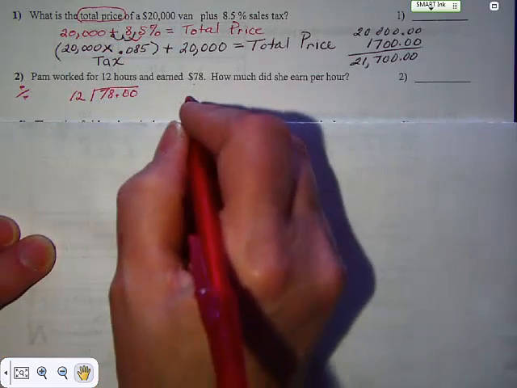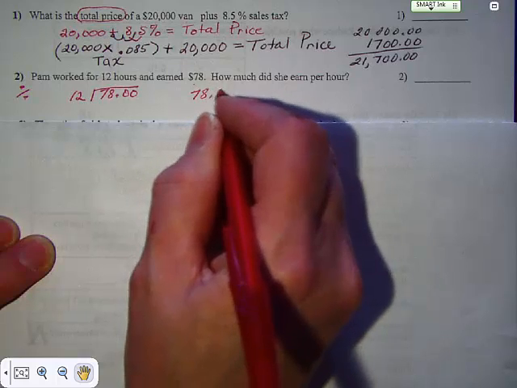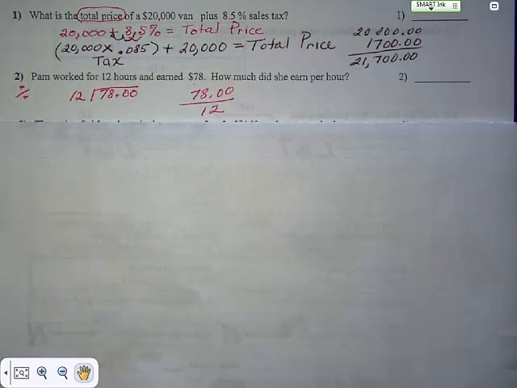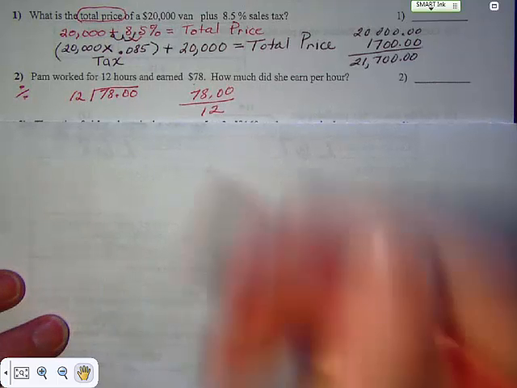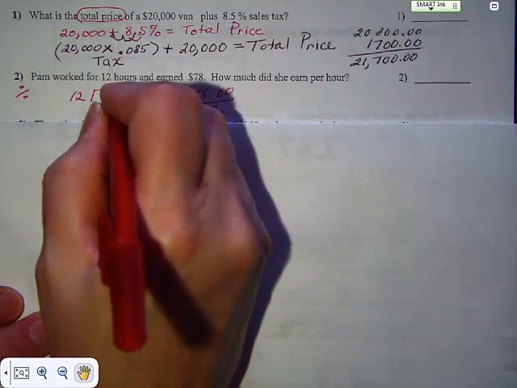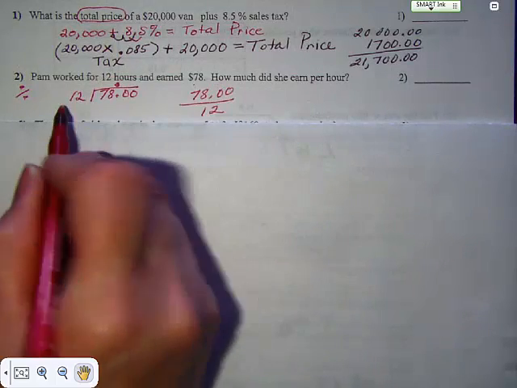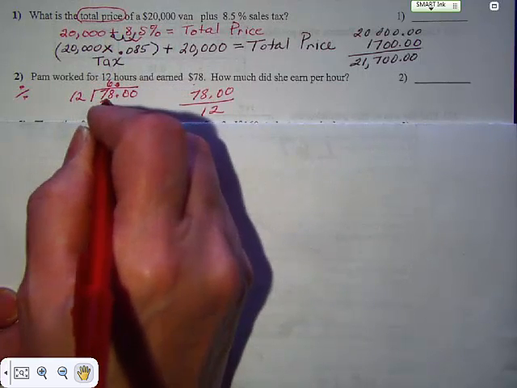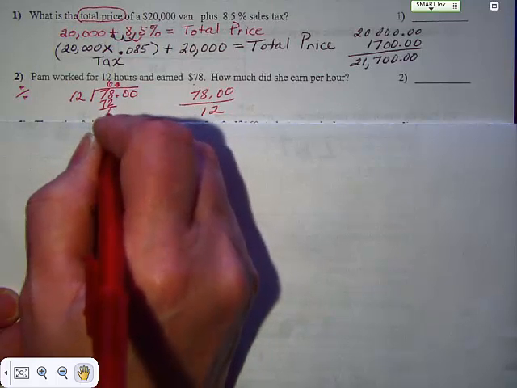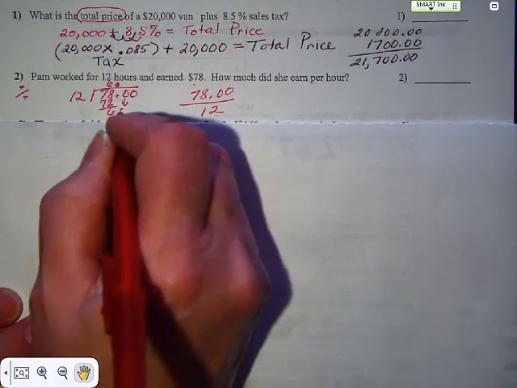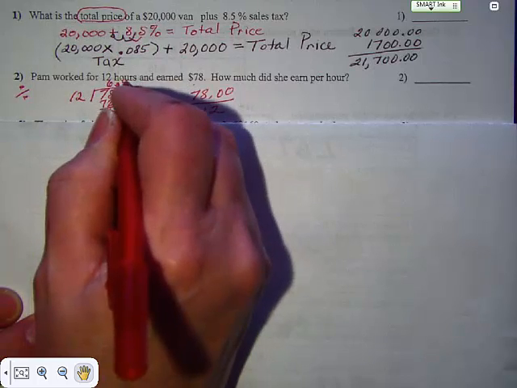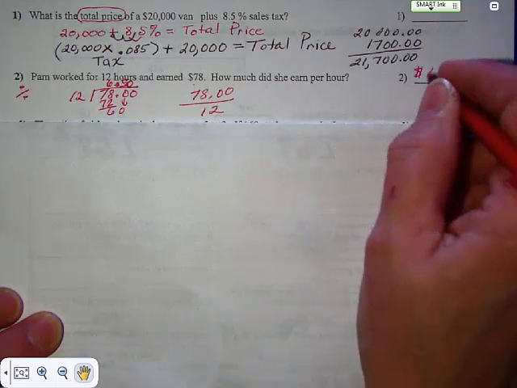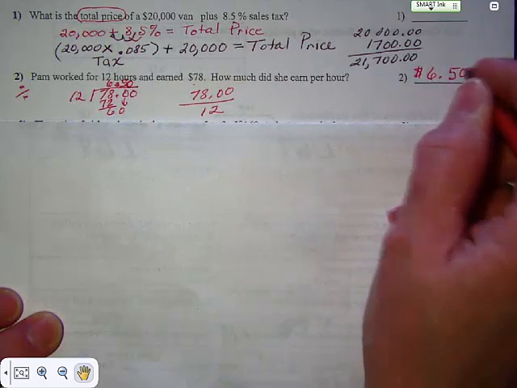Whichever way works the best for you, you can think of it this way if you want to. When you do the division, you want to make sure that you keep track of that decimal place right there. 12 goes into 78. Well, it doesn't go in evenly, but it does go in 6 times. That'll give you 72 with 6 left over. Bring down that 0. And 12 goes into 60 5 times. And of course you add that 0 on because you want a dollar amount, and that ends up to be $6.50 an hour.